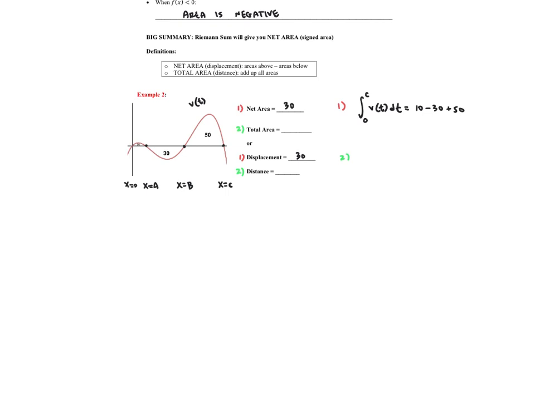The total area is an example of the integral from 0 to c of the absolute value of v of t. Okay, so we would have the absolute value of 10, which is of course 10. We'd have the absolute value of negative 30 and the absolute value of 50. When we talked about Johanna in the previous lesson, that was a good example of that. Okay, so we're going to take 60 plus 30, that'll be 90. So the total area, or the total distance traveled, of course, would be 90.